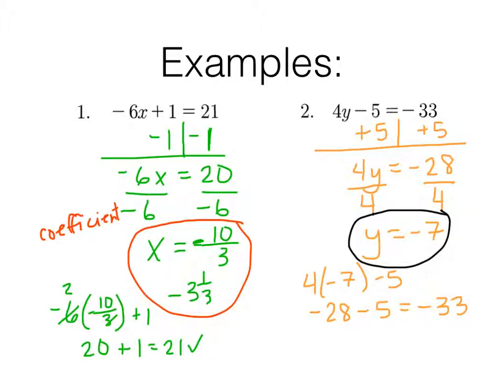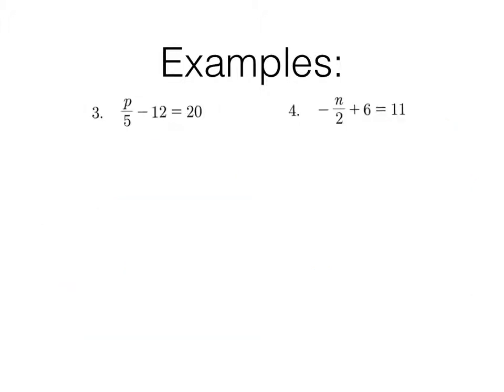Let's keep going. Okay, now we have a different combination of operations. Now I have division and addition or subtraction. So let's start here with this one. We have p is divided by 5, then minus 12 gives you 20. So first, we're going to undo the minus 12 by adding 12 to each side. So notice so far in every one of these problems, we've done an addition or subtraction step first. That gives me p divided by 5 equals 32.